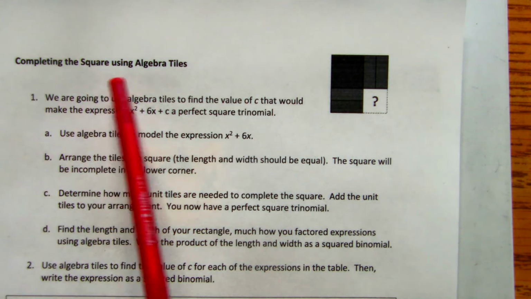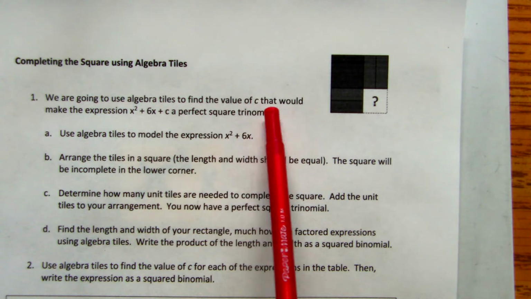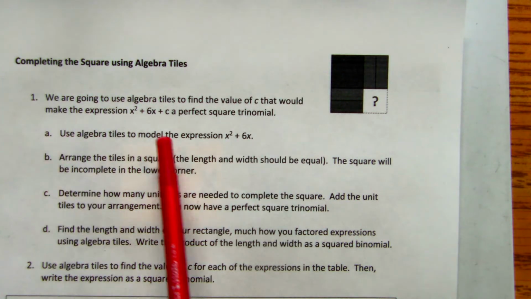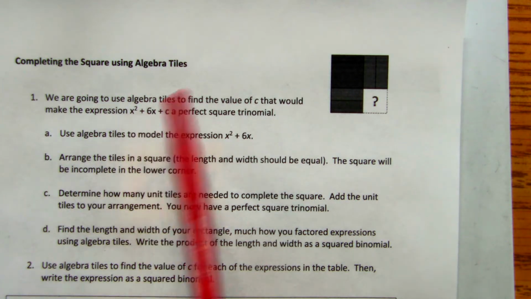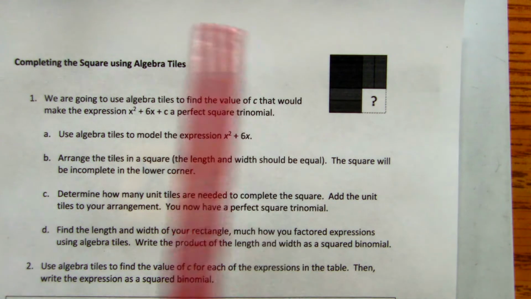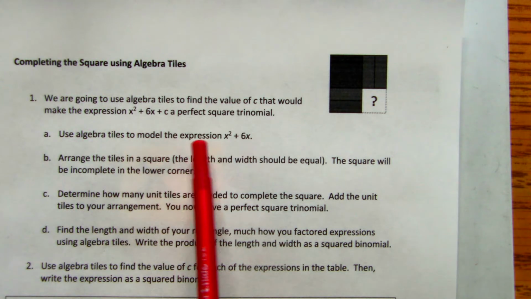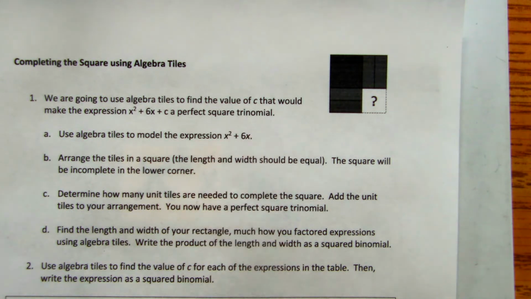So we're going to complete the square using algebra tiles. And we're going to use algebra tiles to find the value of c that would make the expression x squared plus 6x plus c a perfect square trinomial. So part A says use algebra tiles to model the expression x squared plus 6x.